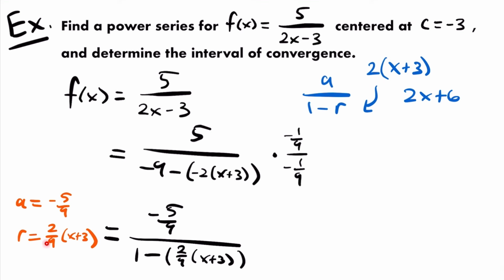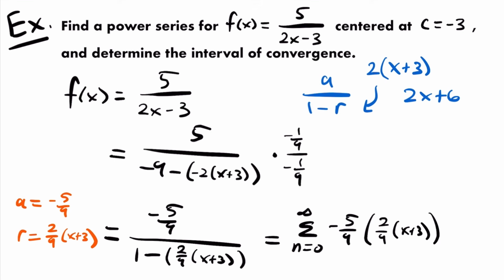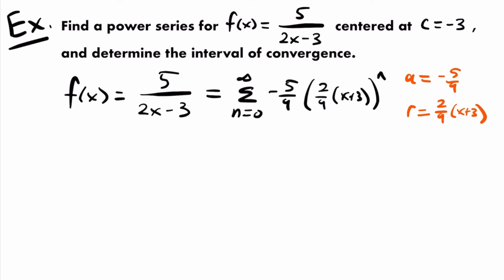All right, that is the common ratio that is being subtracted from 1, and negative 5/9 is the constant in the numerator. So our power series will be the sum from n equals 0 to infinity of a, which is negative 5 divided by 9, times the common ratio to the power of n. So we'll have 2/9 times x plus 3 to the power of n. Okay, now if I clean up my work again, we can simplify our power series by taking 2/9 to the power of n and x plus 3 to the power of n.